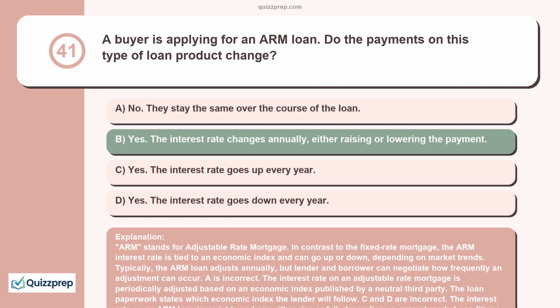A is incorrect. The interest rate on an adjustable rate mortgage is periodically adjusted based on an economic index published by a neutral third party. The loan paperwork states which economic index the lender will follow. C and D are incorrect. The interest rate on an ARM loan is variable and can either rise or fall, depending on current market conditions.